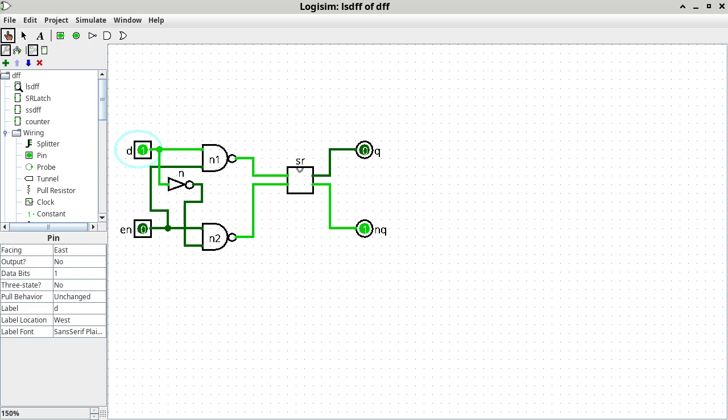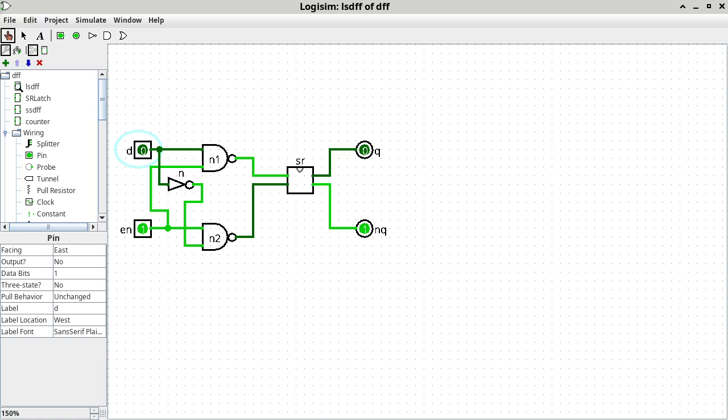So if you want the output to change, you have to first enable the enable pin. Once the enable pin is 1, the device will mirror whatever the D pin is to the Q pin, and remember that. Now let's give it a try. Aha, that works. That works too.